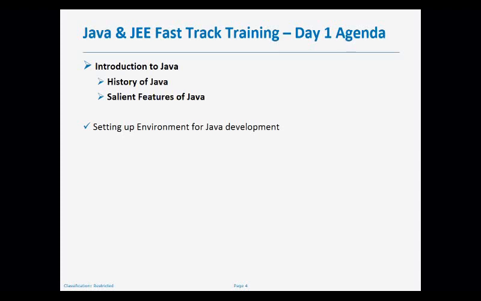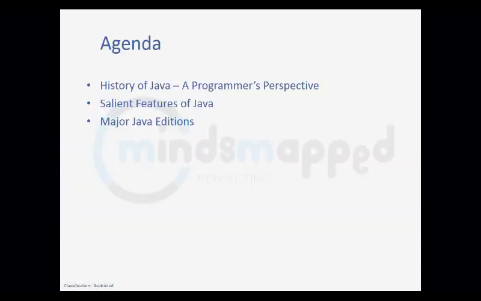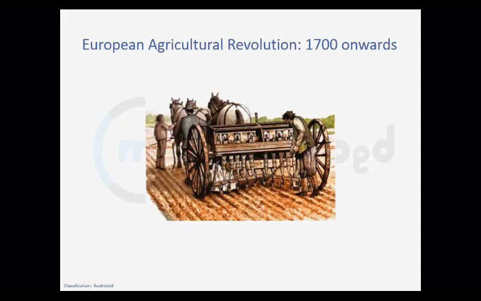So, starting with the introduction to Java. We look at a bit of history of Java from a programmer's perspective, and then we look at some of the salient features and the major Java editions that we have in the market today.